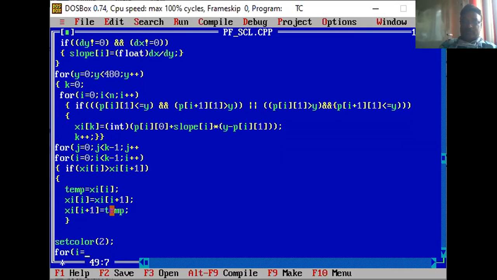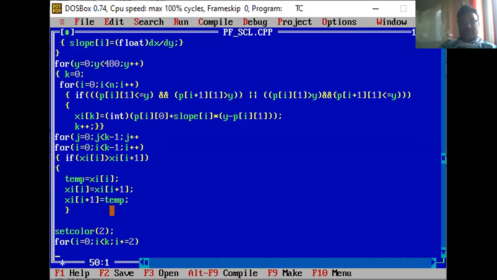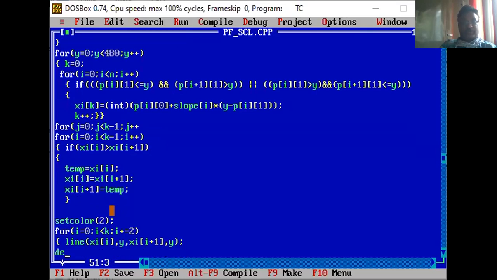For i is equal to 0, i less than k, i plus is equal to 2. मला एक एक लाइन 2 च्या याने मला पिकअप करायची. So that's why I am using 2. Simple line function I have used. Then xi is my i value, then y is my intersection xi, second intersection जे मला मिळणार आहे ते, and then y हा कॉन्स्टंटच राहणार, because I'm not going to increase y. So xi and xi plus 1 is important. I use 20 as my delay.